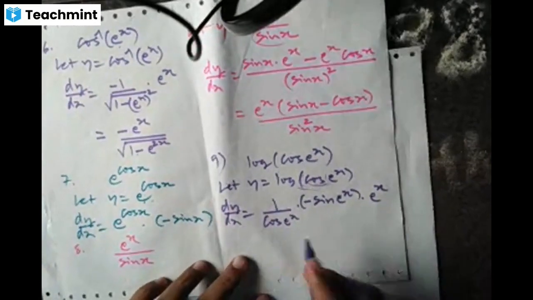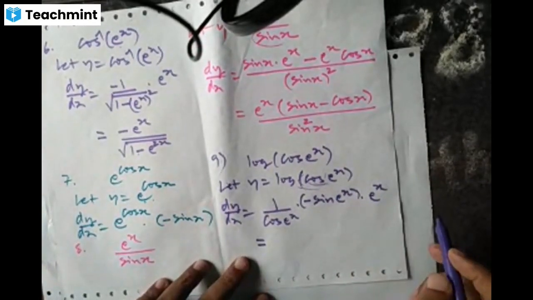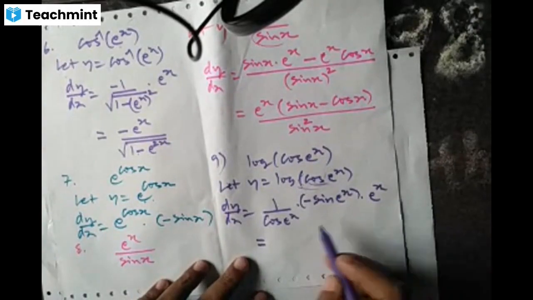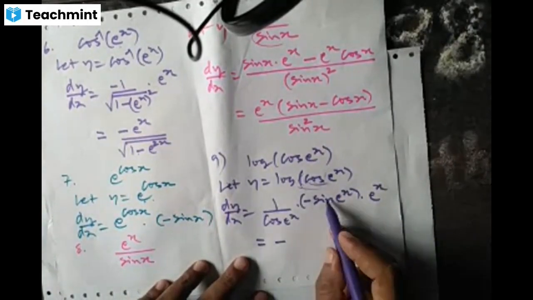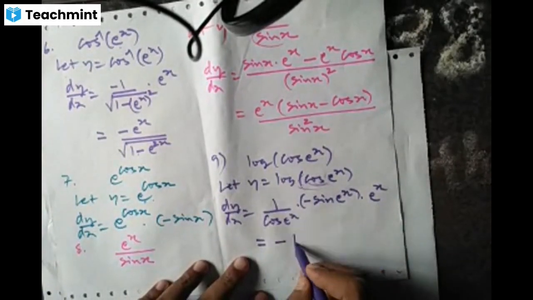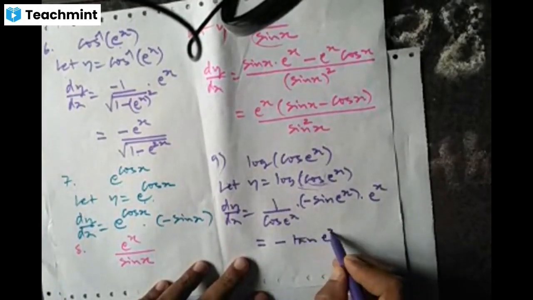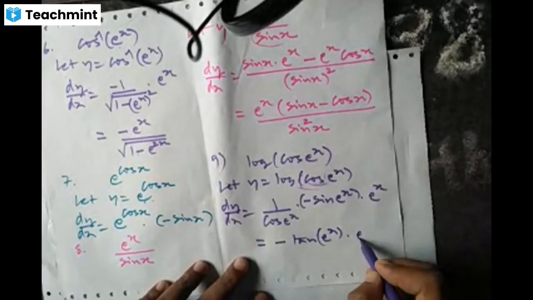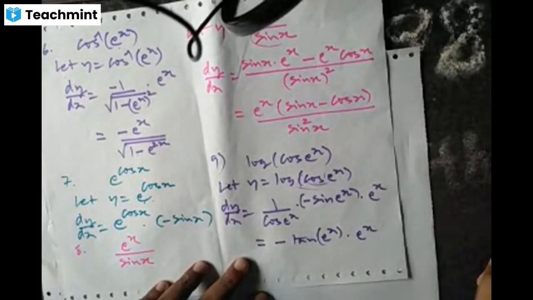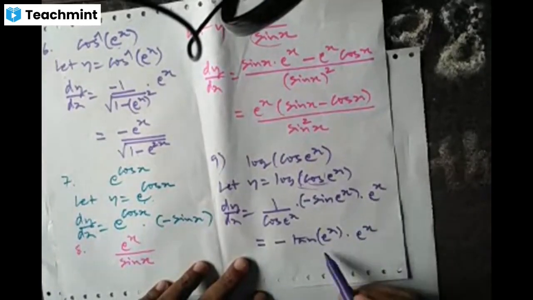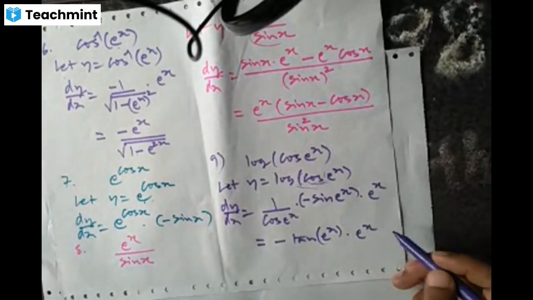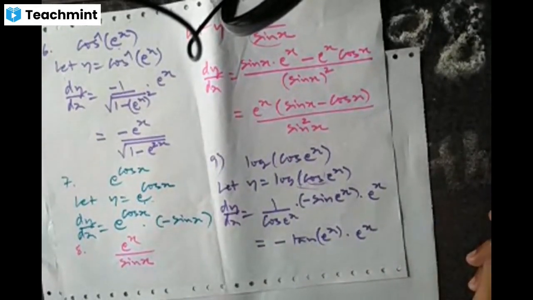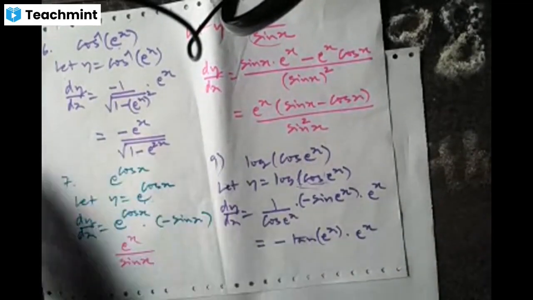Therefore the derivative of the given function is equal to, we can rewrite this as sin by cos is tan, right? So minus sin by cos is tan of e^x, into e^x. Minus tan of e^x into e^x. So that's the derivative of the given function. Understood? Next.